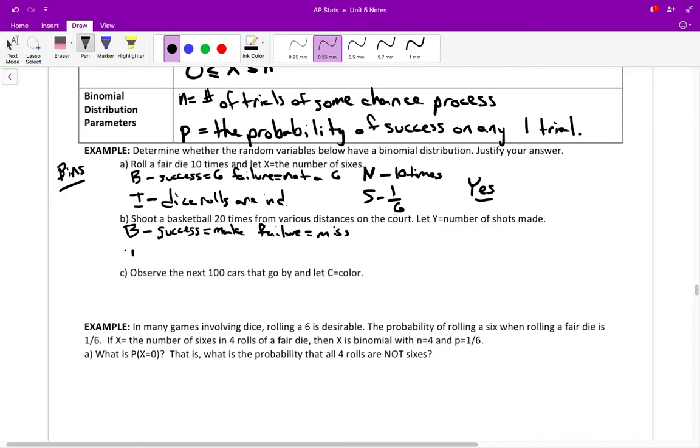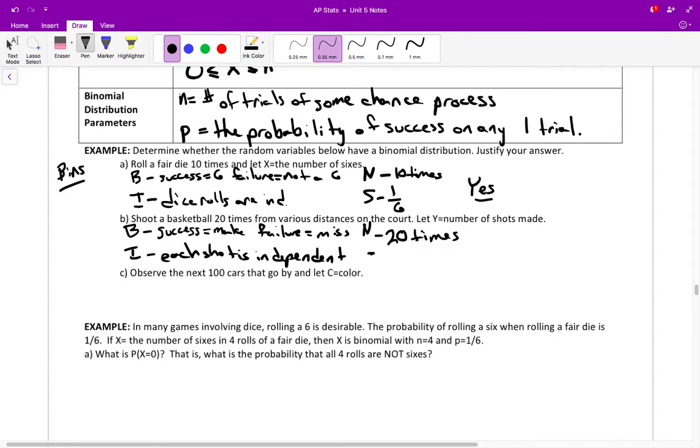Second thing we have to ask ourselves is, is each trial independent? And the answer here, yes. Each shot would be independent. Making one shot doesn't necessarily make you more or less likely to make the second one. Alright, N. Let's see, it says that we're going to shoot the basketball 20 times, so there would be our fixed number of trials, 20 times.